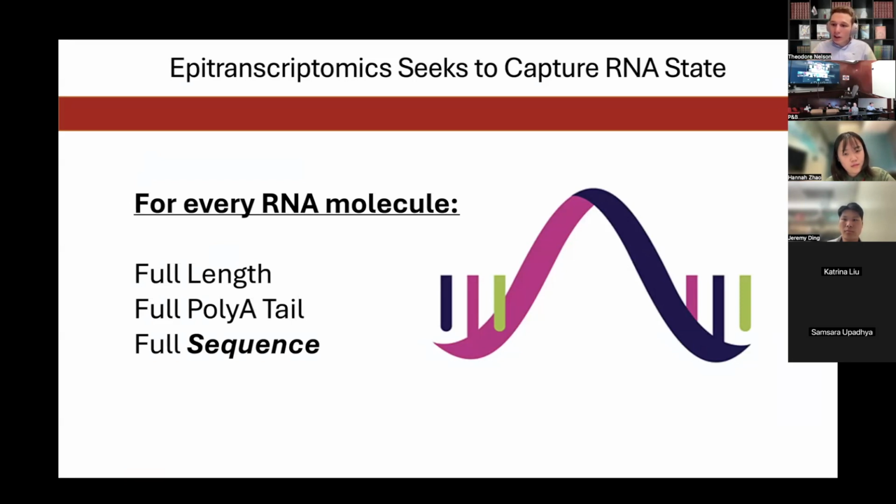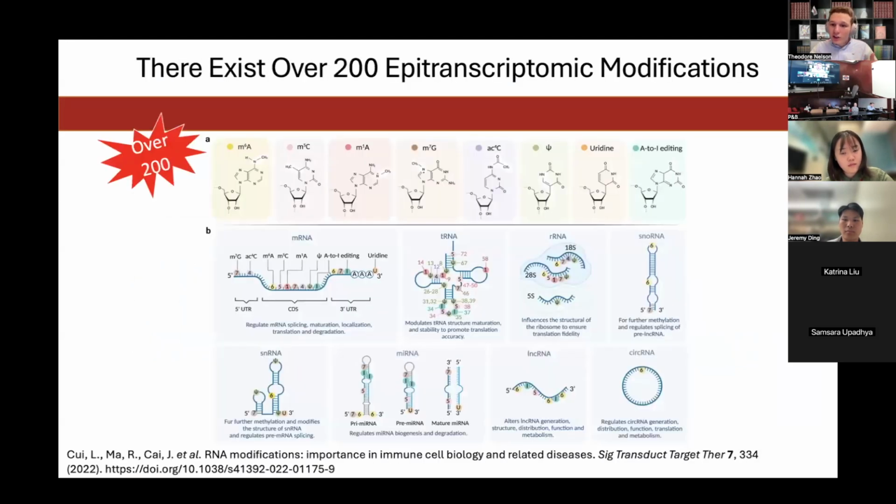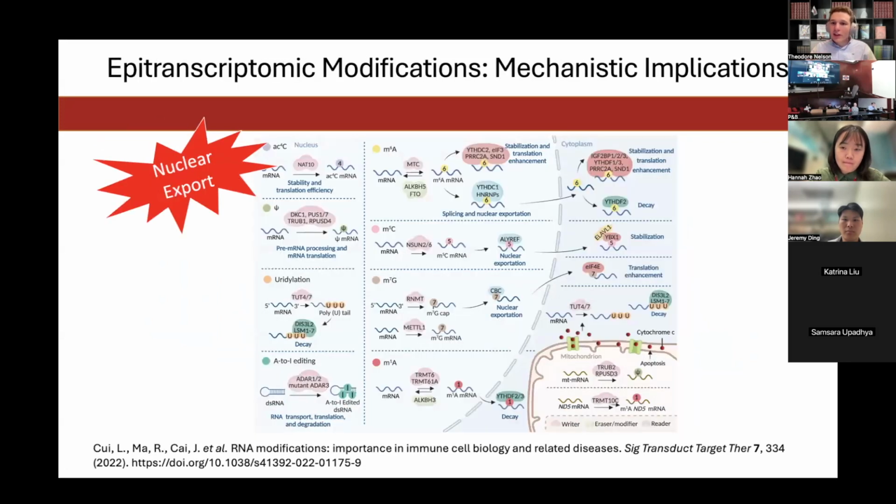And not just the four canonical nucleotides, A, C, G, and U in the case of RNA, but also the modified nucleotides. There exist over 200 epitranscriptomic modifications. The most common are shown on the screen, and they exist in different proportions in a wide variety of RNA species found throughout the cellular transcriptome. And ultimately, those epitranscriptomic modifications have been linked through various studies to a plethora of different mechanisms, which are thereby implicated in multiple disease states, conditions, and pathologies.